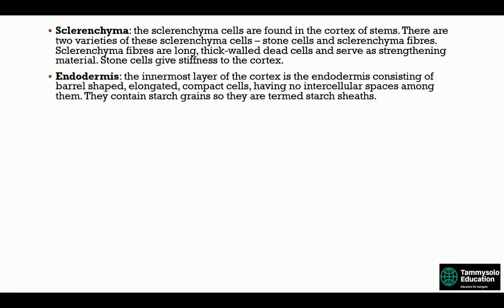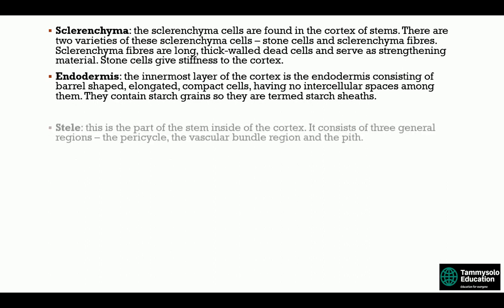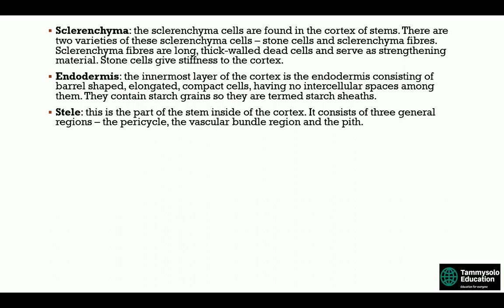Now we're talking about the endodermis. It is an inner layer of the cortex consisting of barrel-shaped, elongated, compact cells, having no intercellular spaces among them. They contain starch grains, so they are termed starch sheets. Stele. This is the part of the stem inside of the cortex. It consists of three general regions: the pericycle, the vascular bundle region, and the pith. Combining those areas, we have the stele.